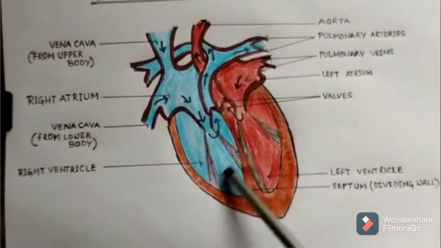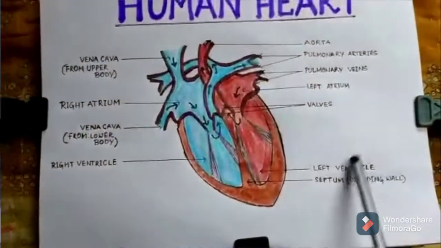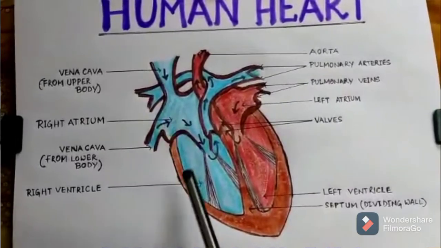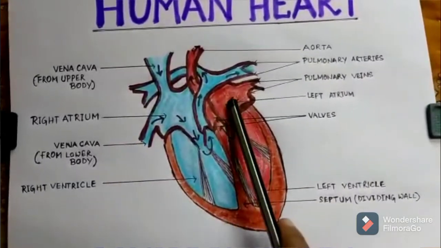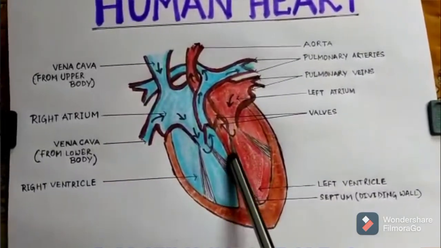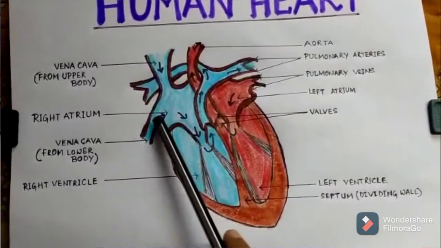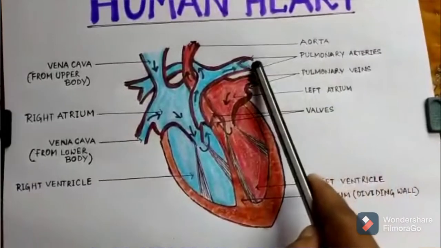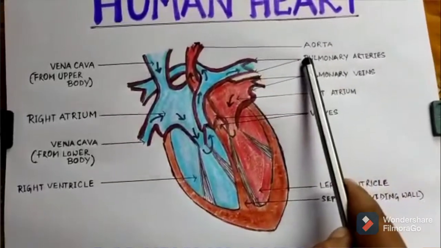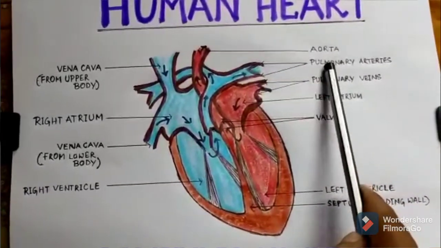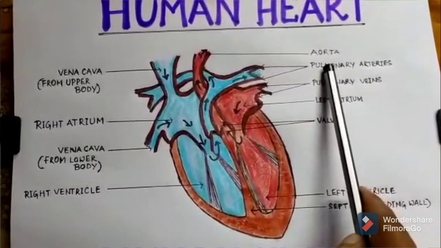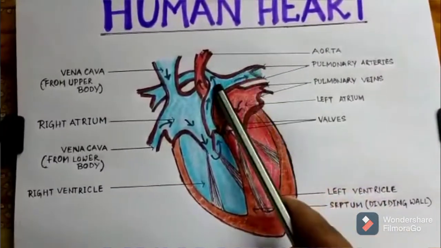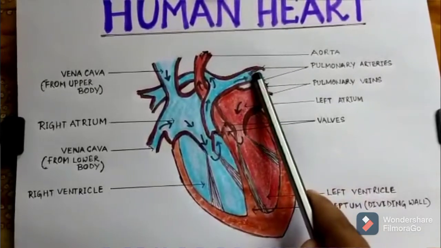Could you follow? So what are the things that have been labeled here? I have already explained. This is the right atrium, this is the right ventricle, this is the left atrium, this is the left ventricle, and this is a septum or wall that separates the right side of the heart from the left side of the heart. Then this is the pulmonary artery. An artery should always carry oxygenated blood, but here is an exception: the pulmonary artery carries deoxygenated blood.